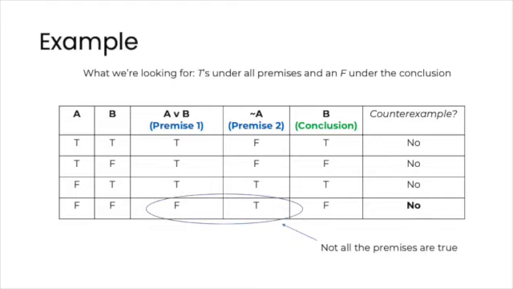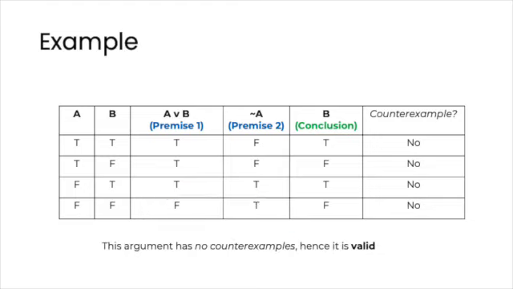In consequence, this is not a counterexample either. Finally, row 4 is not even a candidate for being a counterexample. So we've searched all the rows of this truth table, and in so doing, we've gone through all the possible cases, and we've found that none of the possible cases is a counterexample. Hence, this argument has no counterexamples and is therefore valid.